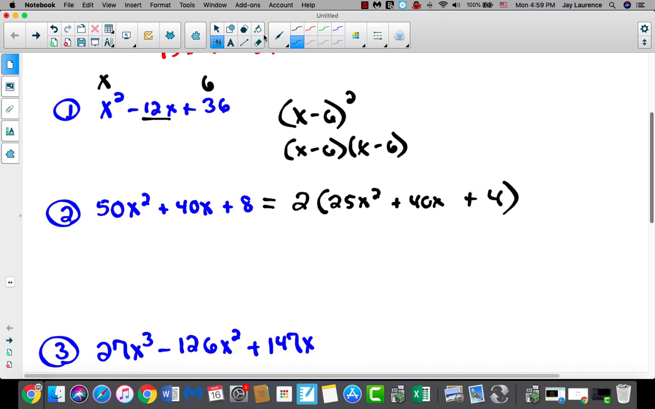Oh, I've got a mistake there. That's not plus 40x. That's plus 20x, isn't it? I factored out a 2. Silly mistake, Mr. Lawrence. All right.